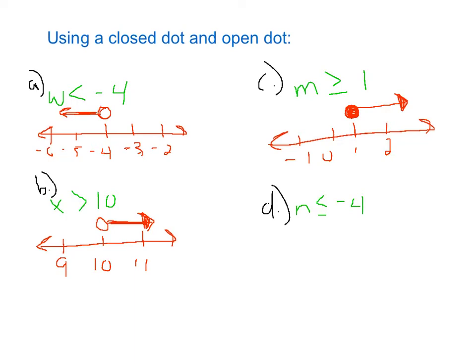D here, n is less than or equal to -4. Just getting this set up. Okay, well, we want to include -4, so since it's got the equal to symbol, we're going to use a closed dot. We want to shade to include numbers that are less than -4. Well, -5 is less than -4, so we are going to shade this direction to include it. So if you can see the main difference here, you're going to use a closed dot when you see the equal to symbol in there. If you don't see the equal to symbol, then you're going to use the open dot.